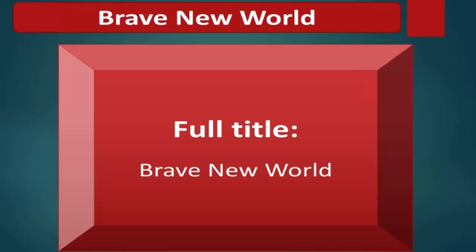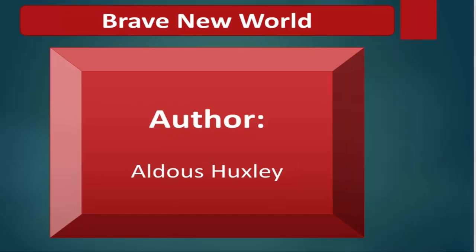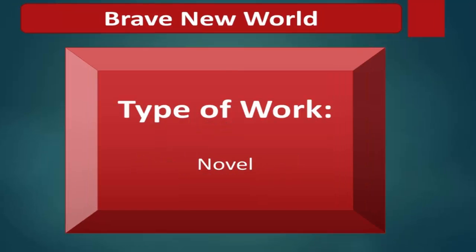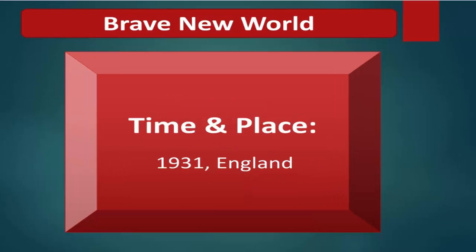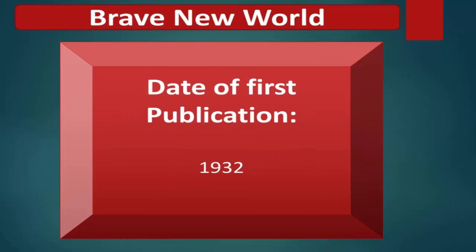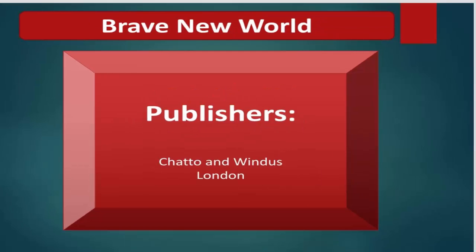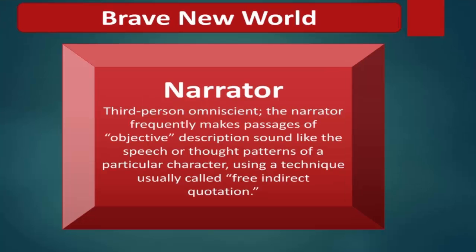The full title is Brave New World. Author: Aldous Huxley. Type of work: it's a novel again, because we are talking about novels. Genre: utopian novel, dystopian novel, or science fiction. Language: English. Time and place: written 1931, England. Date of first publication: 1932. Publishers: Chatto and Windus in London. Narrator: third person omniscient.